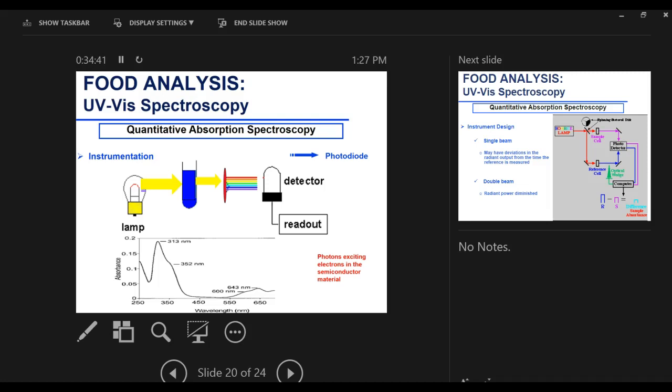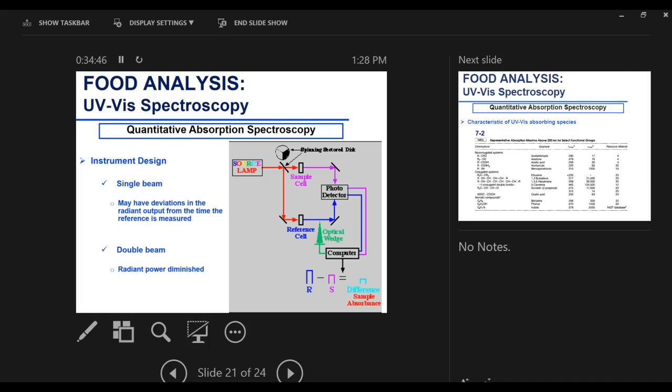Area or absorption, sorry, depending on what method you're using. So the design of the instrument, you have single beam and double beam. In the single beam, you have one cuvette, and all of the light gets directed onto that one cuvette, whether you have your blank first and then your sample. If you have a monochromator, it will diffract the light, and one wavelength gets to the sample, and then gets to the detector, and is converted to a signal.